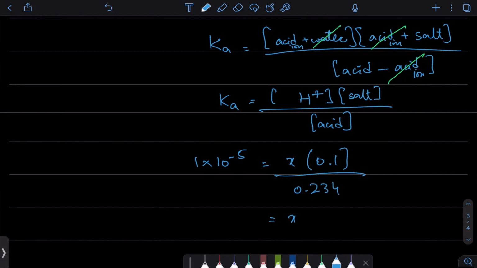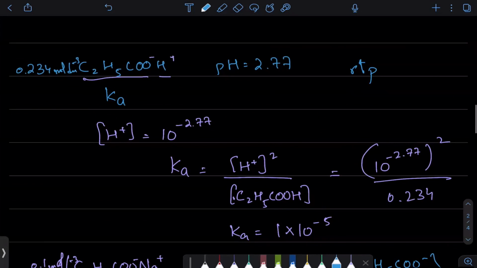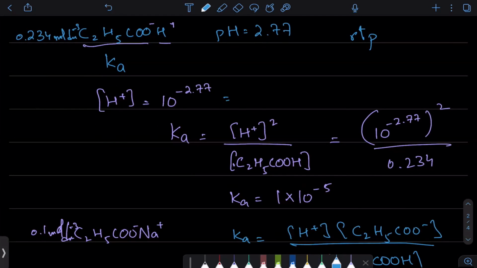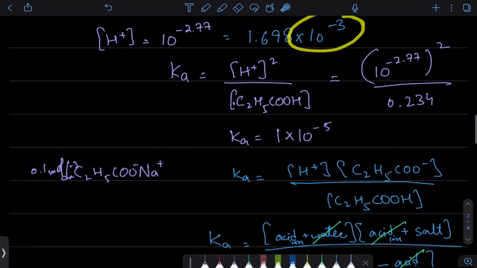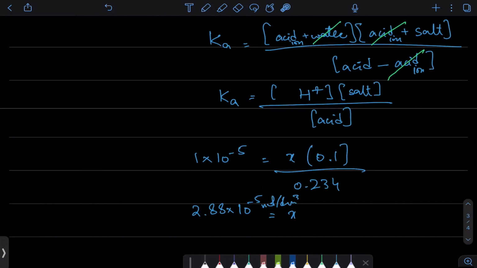And now let's see how much H positive do I have now. So this will be 2.234 divided by 0.1. So X is going to be 2.88 into 10 power minus 5 mole per dm cube. Is this different from the value I had before? Initially, my H positive concentration was this, 1.698 into 10 power minus 3. Right now, it's 10 power minus 5. Notice 10 power minus 3, 10 power minus 5, it has gone down by a factor of 100. 100 times less H positive is available.